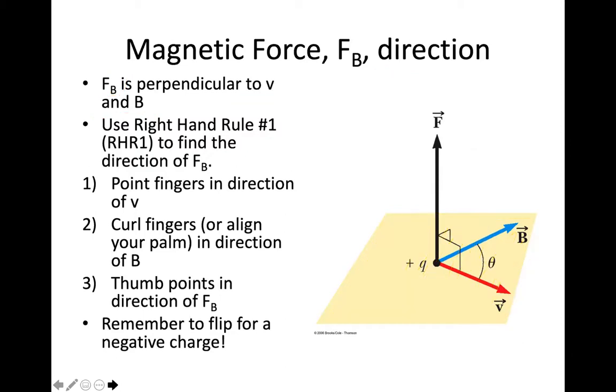So we're going to use right-hand rule number 1 to find the direction of the force. What does that say? It says point your fingers in the direction of the velocity and then curl your fingers in the direction of B. I always like to say align your palm in the direction of B. You curl your fingers and stick your thumb out, and wherever your thumb points, that's the direction of the magnetic force.